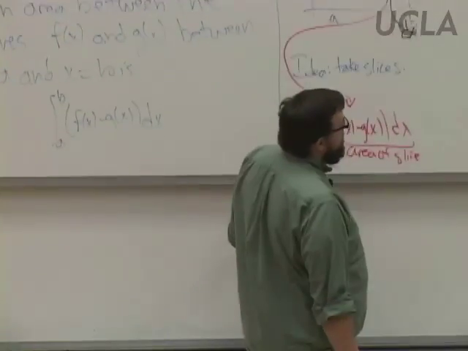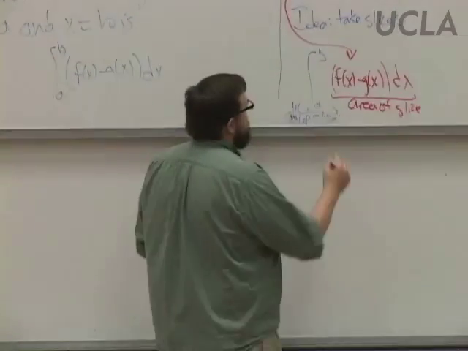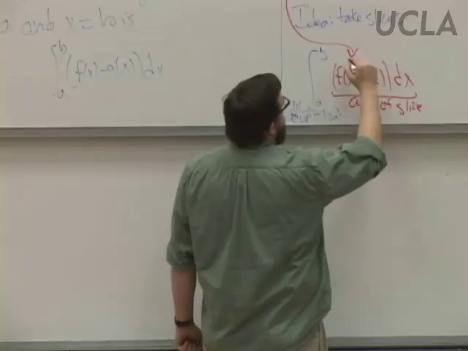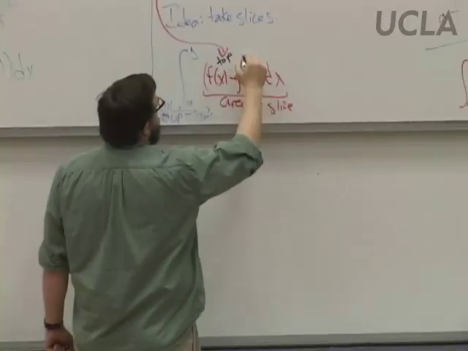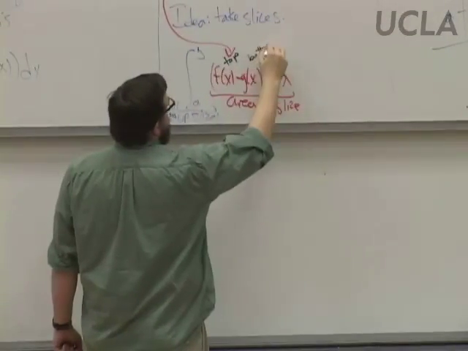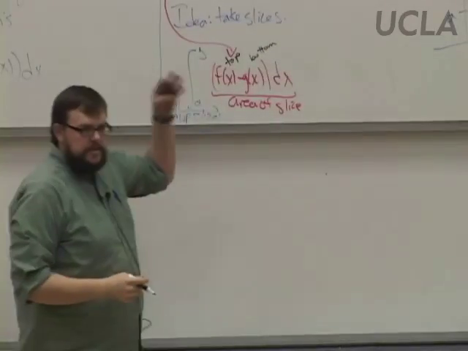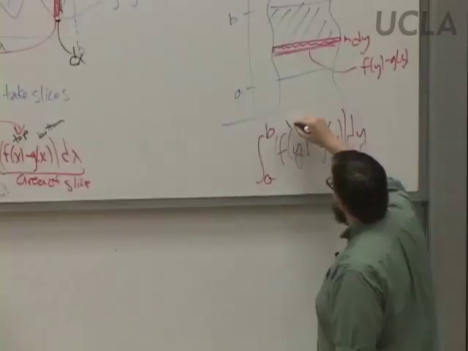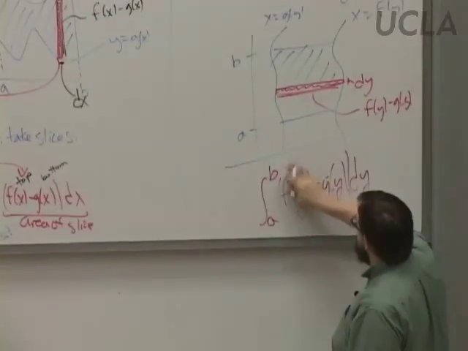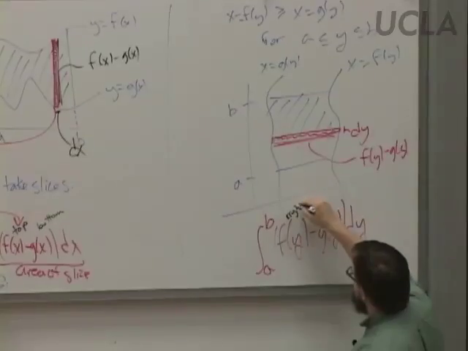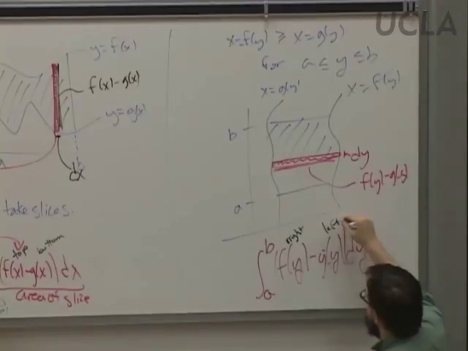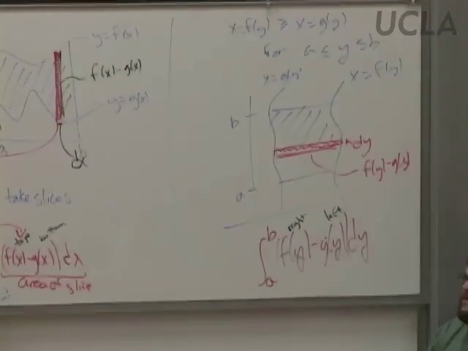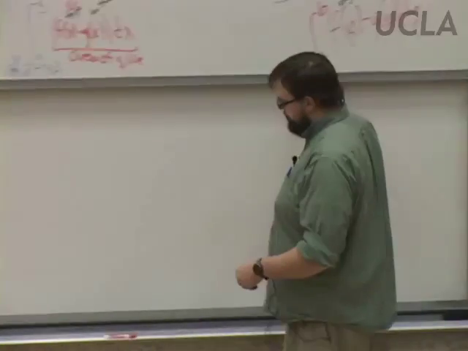So that's how we go about doing it. I guess I should also point out that if you don't like f of x minus g of x, a real basic way to think of it is the top minus the bottom. Just whatever one is on the top, subtract whatever one's on the bottom. In this case, f of y minus g of y, you can also think of this as the right minus the left. Just whichever one is the larger value, subtract whichever one is the lower value.